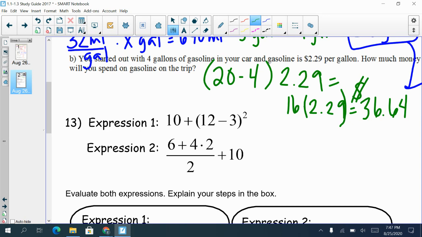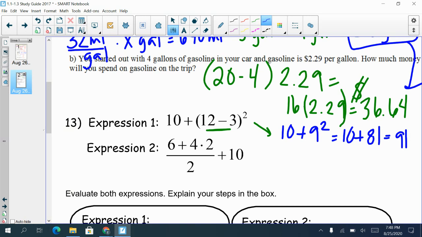Okay, so let's look at these expressions. So we are going to solve in here first. 12 minus 3 is 9. So I have 10 plus 9 squared. Now I'm going to square my 9, which is 81. So 10 plus 81, which is 91.